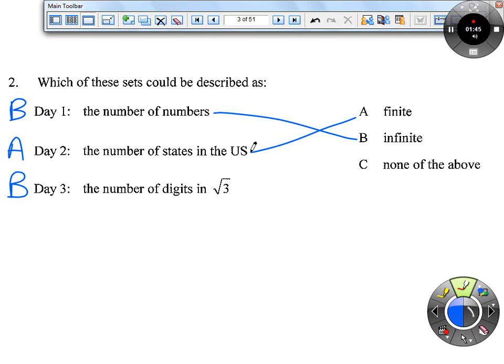Number of digits in radical 3. Again, radical 3 is an irrational number. It's a decimal that never ends, and so that's why we classify it as an infinite set of numbers that we cannot count.